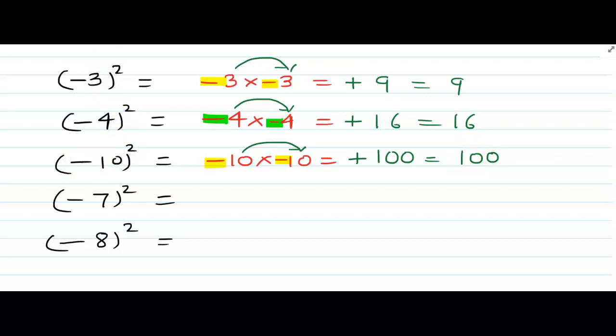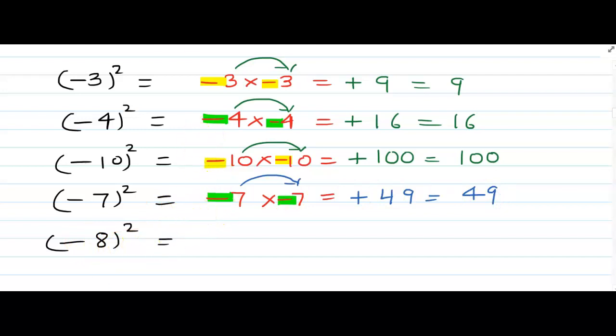Okay, now minus 7 square. Minus 7 square is minus 7 times minus 7. Okay, so if you see here, there is a minus sign and minus sign. So they are same sign. Same sign means add, so you can put add, and 7 times 7 is 49. Plus 49, you can write down 49.